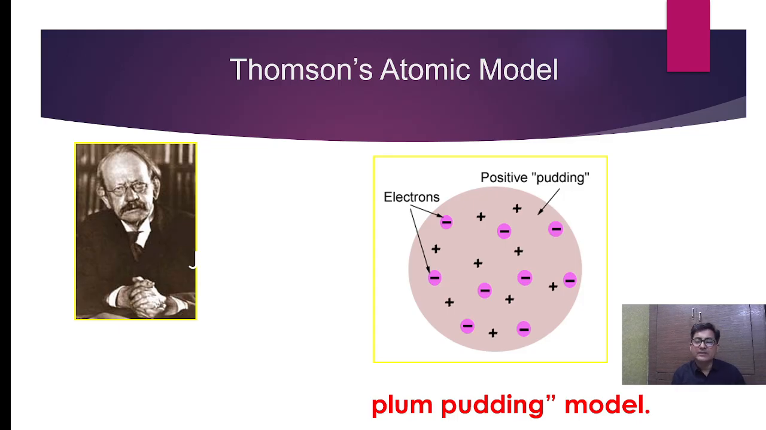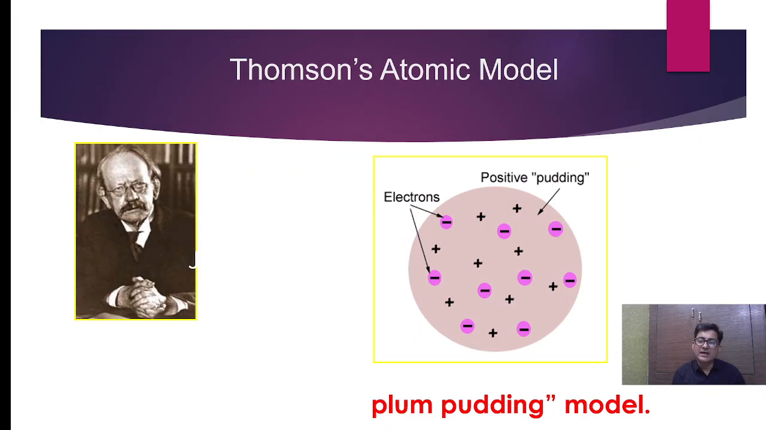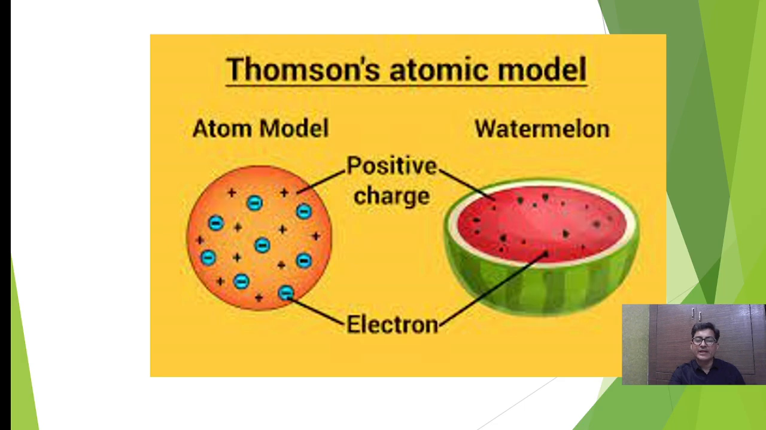But the presence of negatively charged particles with positively charged particles merged together can neutralize one another. So it could not explain the stability of an atom. That is why this model was discarded very soon. First of all, here is its picture, as it matches with the watermelon.